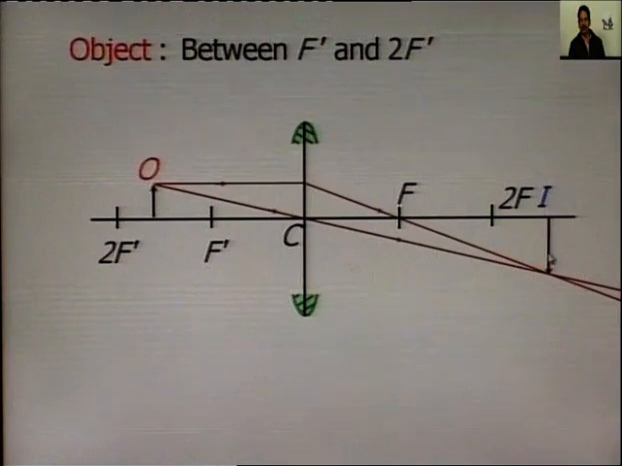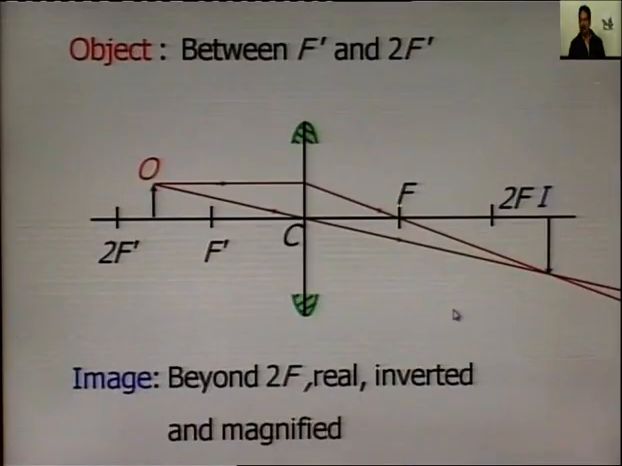smaller than the size of the image. So, the image formed will be magnified, real, and the position of the image is beyond 2f. The distance between the lens and the image is more than 2f. So, the image formed is beyond 2f, real, inverted and magnified. So, this slide shows you the example of the object being placed between f and 2f.